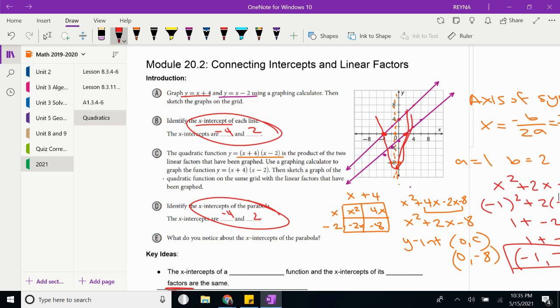So you see all this work that I did over here to the right? That was a lot of work. But for me to graph these linear graphs, it was super easy. So long story short, I'm going to teach you how to do the easier way so you guys don't have to do the super long way. Because why not?